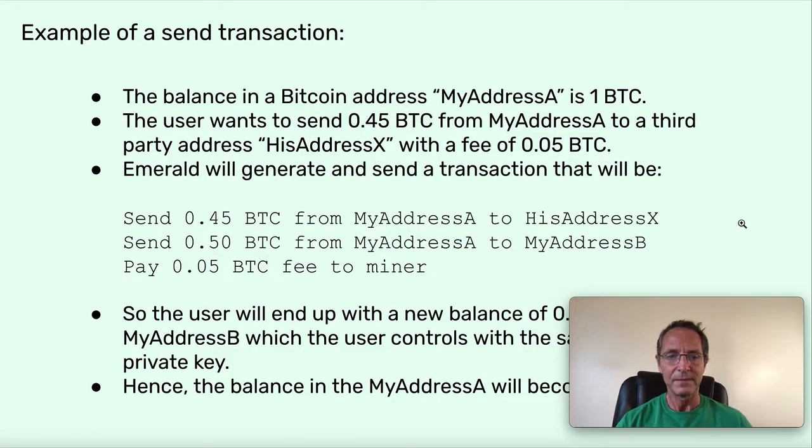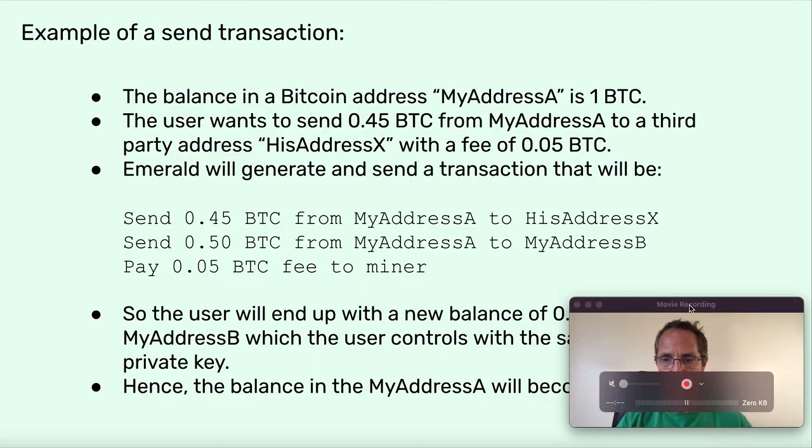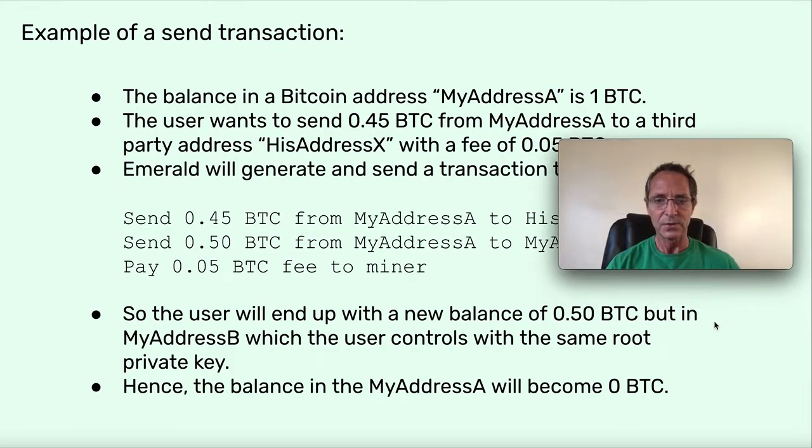Send 0.50 BTC from my address A to my address B, so it changes whatever balance or change you have left from one of your accounts. It generates a new one, my address B, and it moves the balance there. And pay 0.05 BTC fee to the miner. So all of this is done in one transaction. So the user will end up with a new balance of 0.50 BTC, but in my address B, which the user controls with the same root private key. Hence, the balance in my address A will become 0.